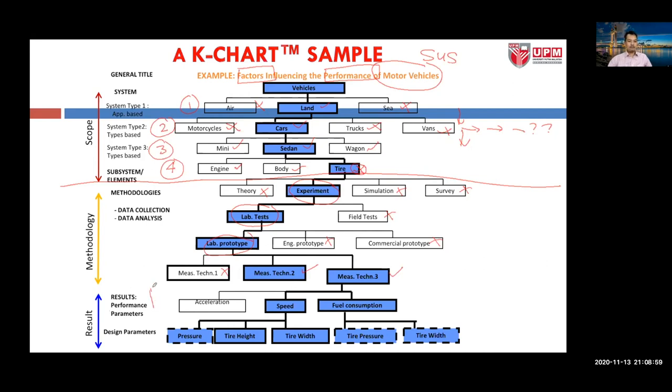The performance parameter, the PP, and the design parameter, the DP. So for example, when you talk about the performance of cars, it can be acceleration, speed, fuel consumption. Those we consider the performance of the car. In this particular case, the research only considers speed and fuel consumption, not acceleration. What are the design parameters? Since we are focusing on the tire, how can you change the tire to bring an effect to the speed and fuel consumption? Probably the air pressure, the tire height, the tire width, the tire pressure, or the tire design, the design of the tread. It depends.